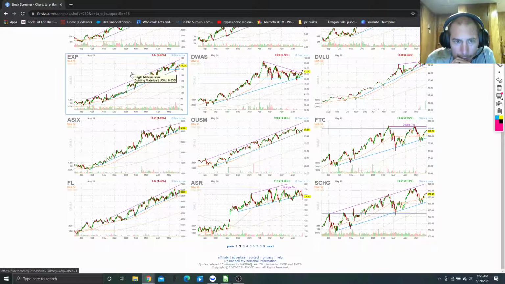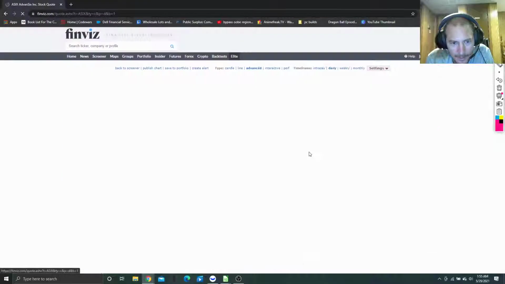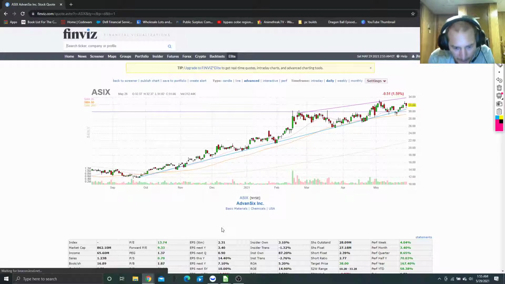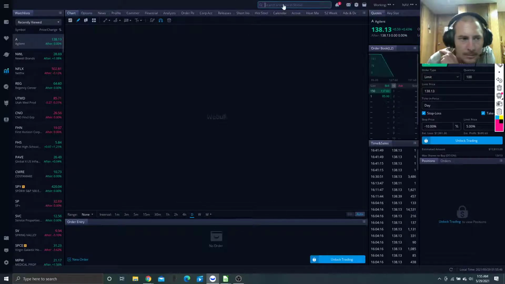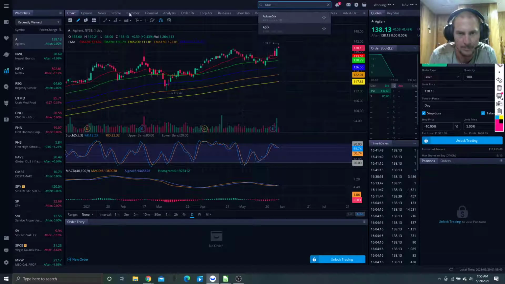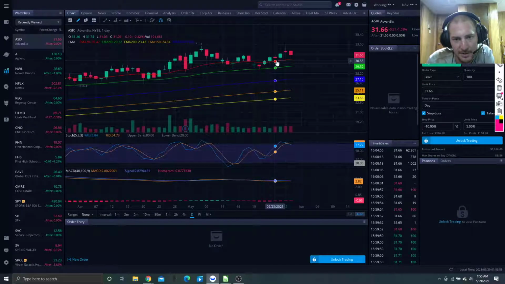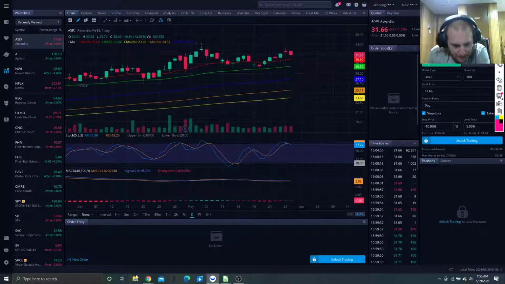Just scrolling, looking for some setups. ASIX looks pretty good. Let's click on that. Yeah, this looks like it could be a good possible setup. ASIX. There it is. Oh, and we missed this one by just a couple of days here. See, there's a perfect setup, except that our stochastic here is just right borderline on 30.